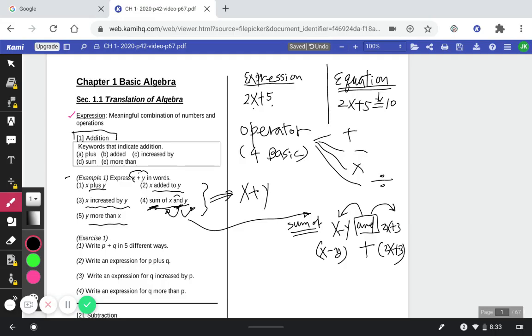Another one that I want to point out is 'more than'. 'Than' is the keyword. So whenever you see 'than', you always start with the expression after 'than'. 'More' means plus, right? So you're adding it, but beginning with whatever comes after 'than'. So you write down y plus x. Okay? So those are the things that you have to be careful about.